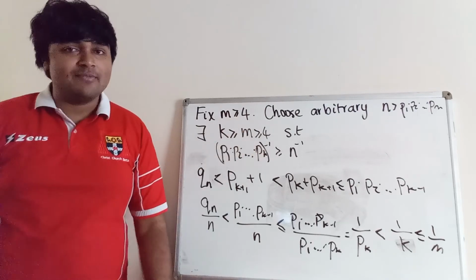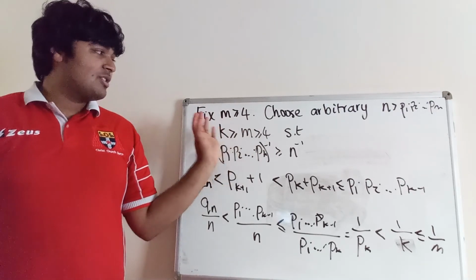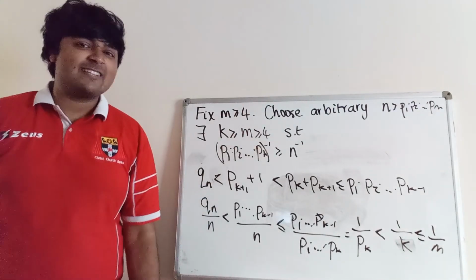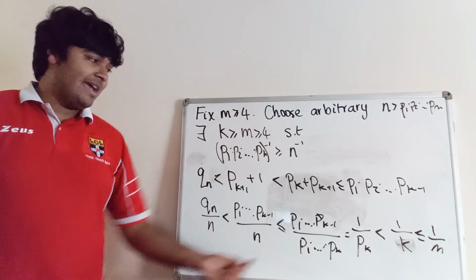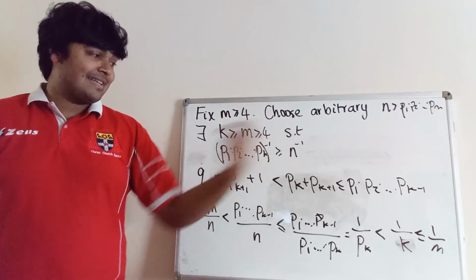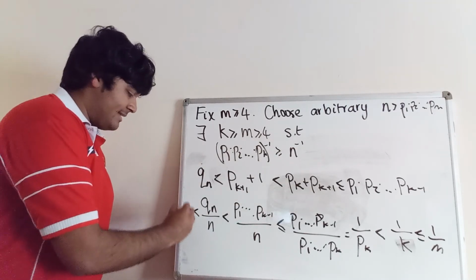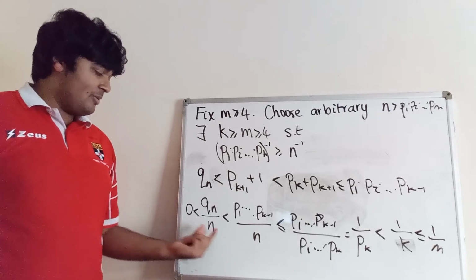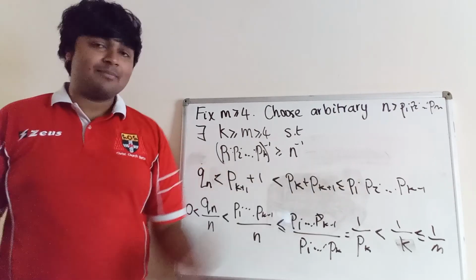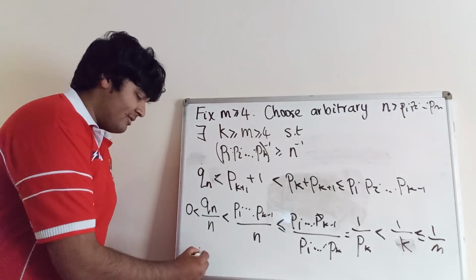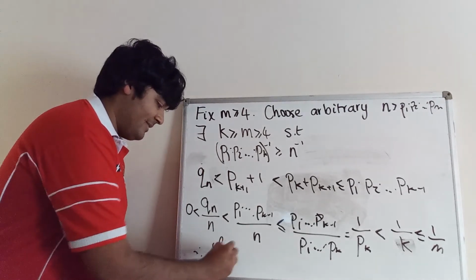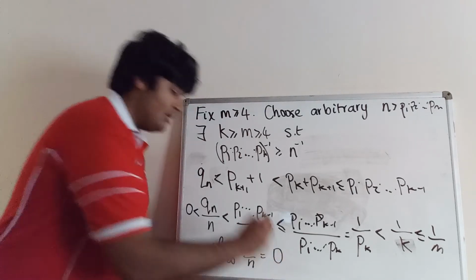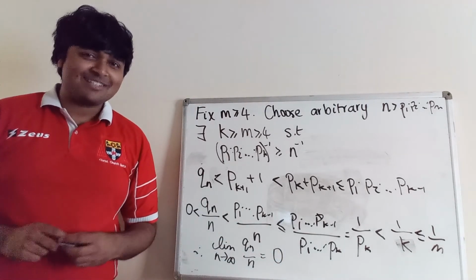Remember, m was essentially some arbitrary positive integer which we're free to choose, and we showed that for n sufficiently big, so n bigger than the product of the first m primes, Qn over n is strictly less than 1 over m. And of course this is positive because Qn is positive and n is positive, so Qn over n is sandwiched between 0 and something tending to 0. Therefore the limit exists, and indeed the limit as n goes to infinity of Qn over n is equal to 0. And that solves the problem.